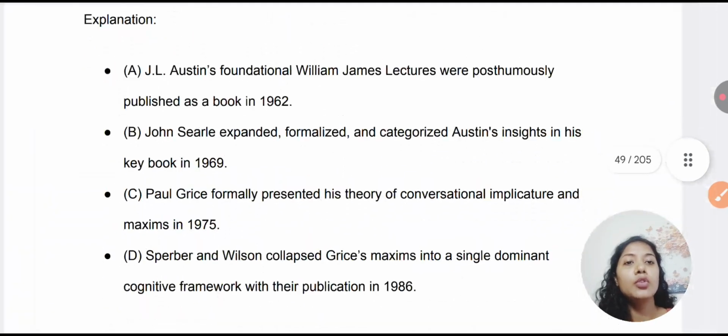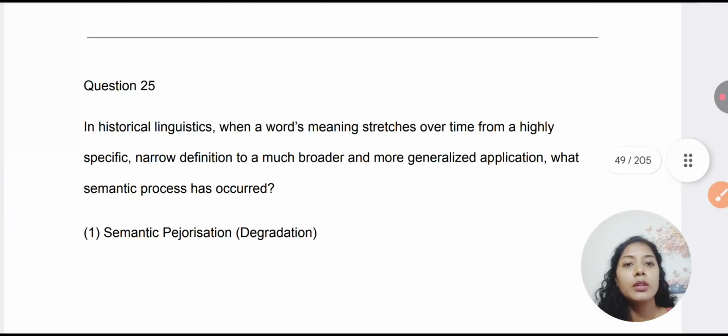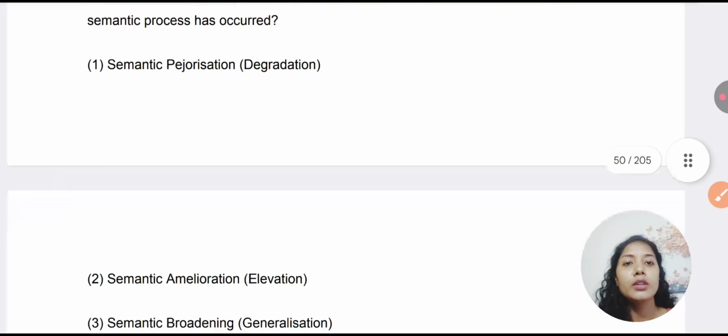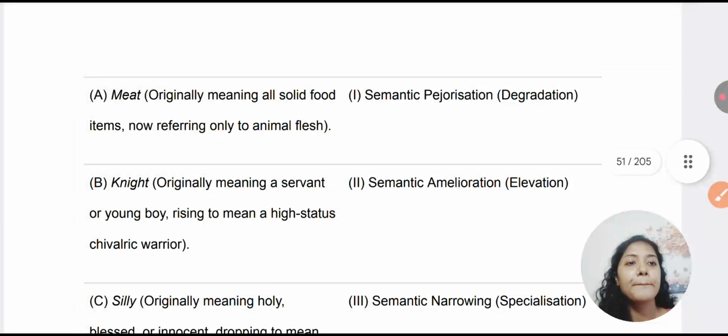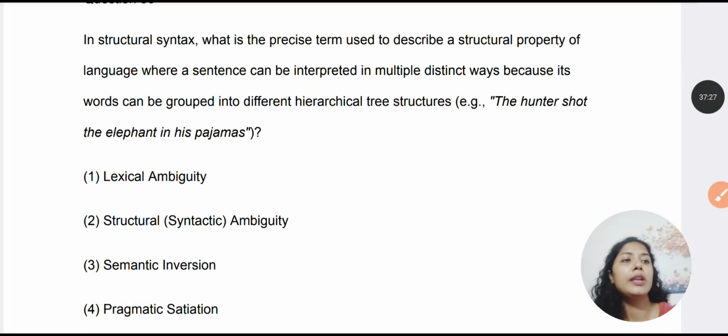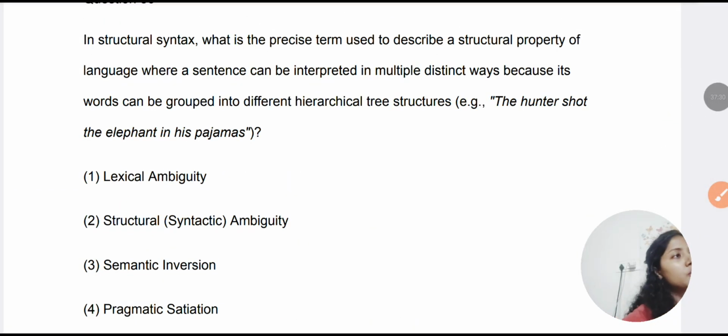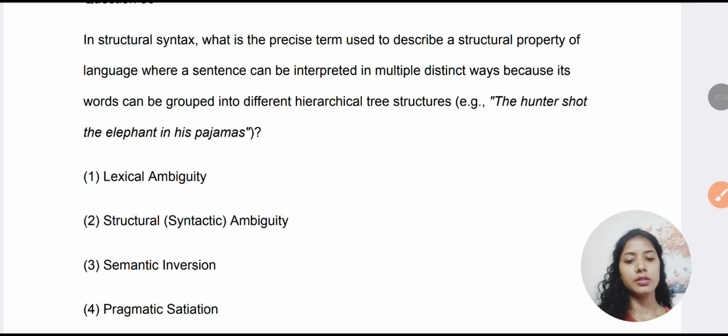This is the chronology of works, this is not asked that much, so we can skip this too. See this question based on syntax, structural syntax.